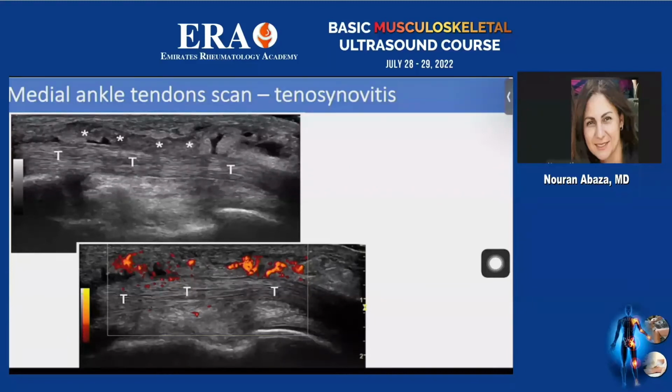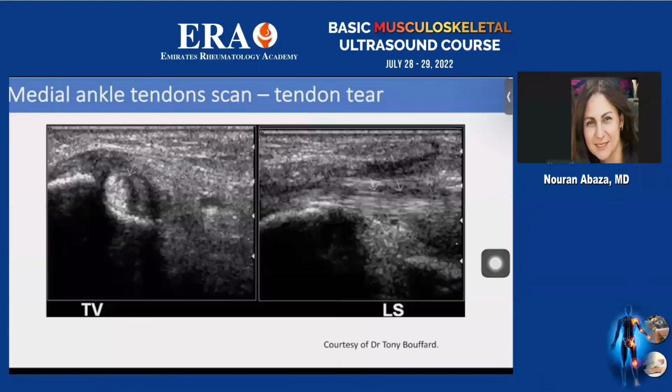Here's another example, a tendon tear within the tibialis posterior tendon. You can see a transverse discontinuity in the oval shape of the tendon, and here it is as if there are two tendons, or the fibers are separated in the longitudinal aspect as well.